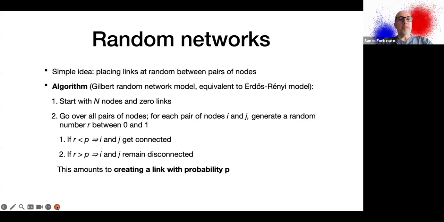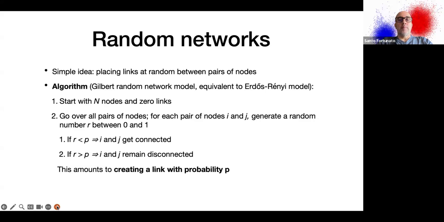So the version by Gilbert worked like this. You start with n nodes and no links. So all the nodes are present from the beginning in the system. You don't create new nodes. You don't delete existing nodes. They're all there from the beginning. And all you have to do is to decide who is connected to whom. And you do that by checking all the pairs, which are initially, of course, disconnected.